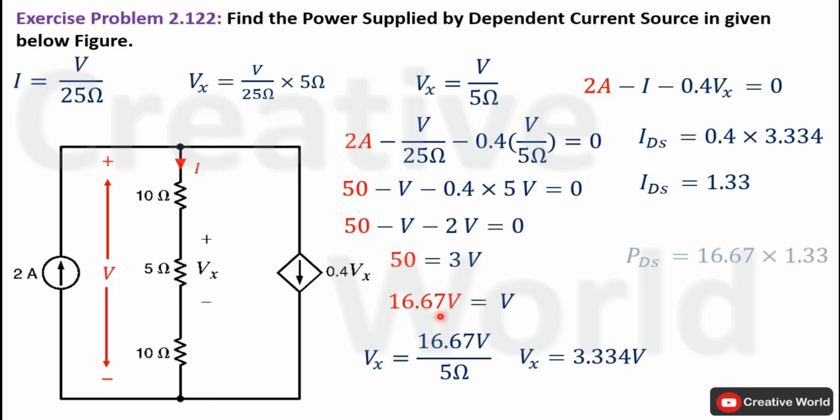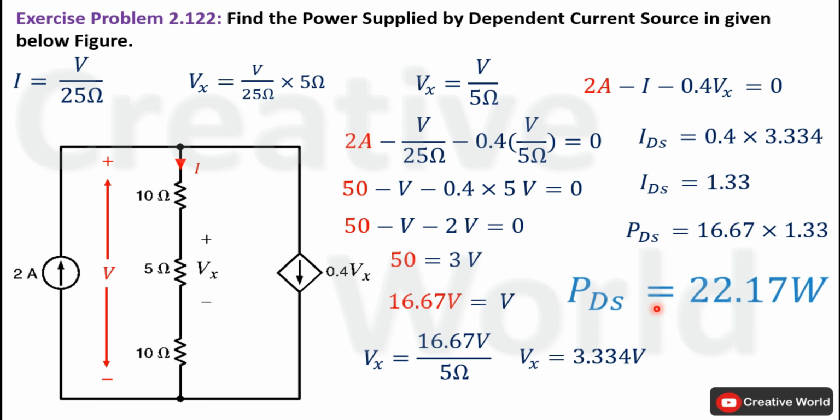We are able to calculate power of this dependent source, that will be the product of voltage across it and current through it. So the power of this dependent source is 22.17 watt, and this power is being absorbed by this dependent source because current is entering from positive terminal and leaving from negative terminal.